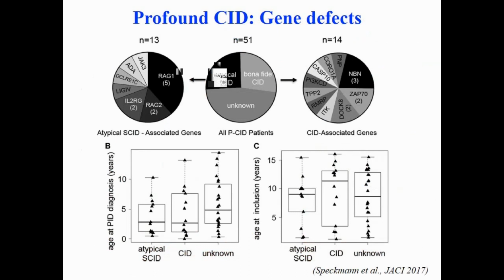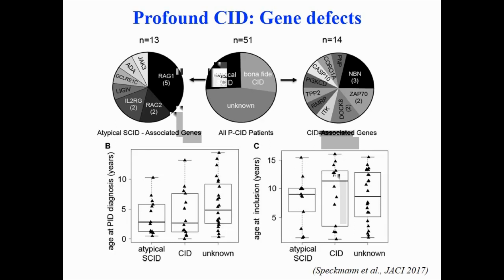And what they looked at was 51 patients with what they call profound combined immunodeficiency. So they had combined immunodeficiency that was relatively profound, both in terms of clinical severity as well as immunological severity. And then they looked, in this group of 51 patients, at what type of gene defects they actually found. There was a proportion of these that did have mutations in genes typically associated with SCID. So they call them atypical SCID. You see where the classifications now become a little, they merge together.